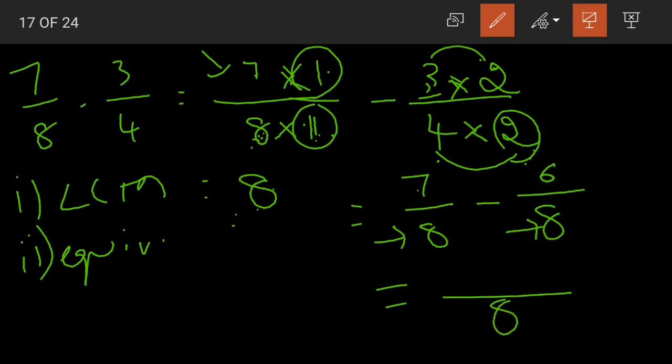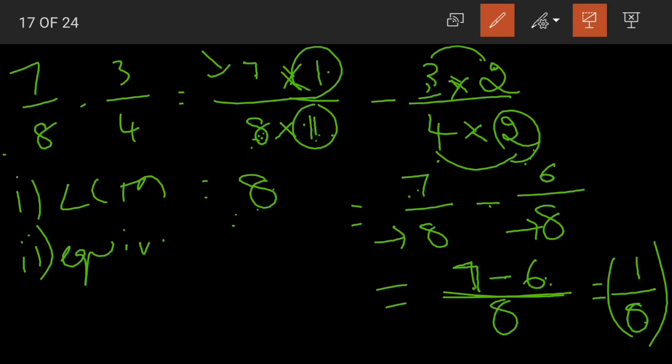It is easy, right? First subtract the numerators and then simply write the denominators. 7 minus 6 by 8. 7 minus 6 is equal to 1 divided by 8. 1 by 8 is what? 1 by 8 is our answer. Yes, 7 by 8 minus 3 by 4 is equal to 1 by 8.